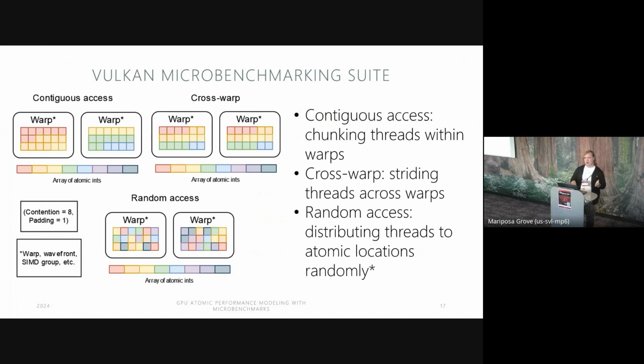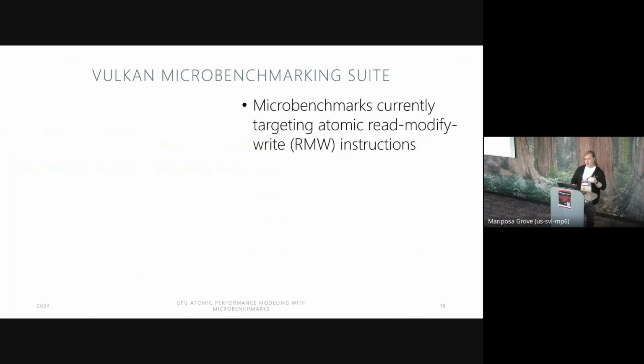We do some work to preempt the question to make sure that it is actually random. We do randomness in CPU and then pass indices for each test independently to make sure we're distributing these things randomly, because GPU randomization is a complex topic. So we have a series of microbenchmarks here written in Vulkan that currently target atomic read modify write instructions.